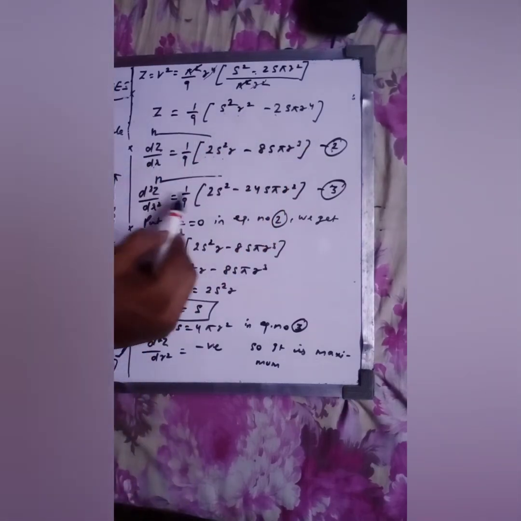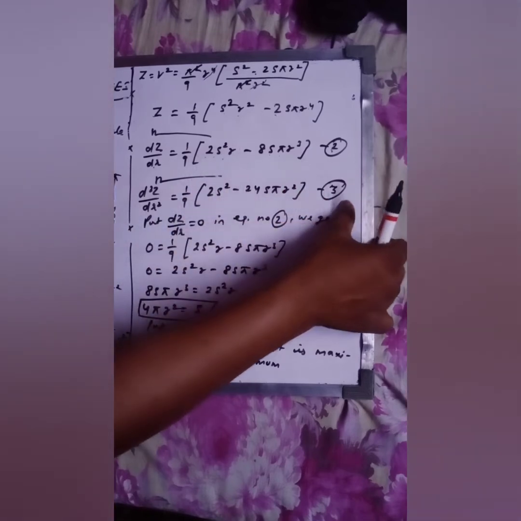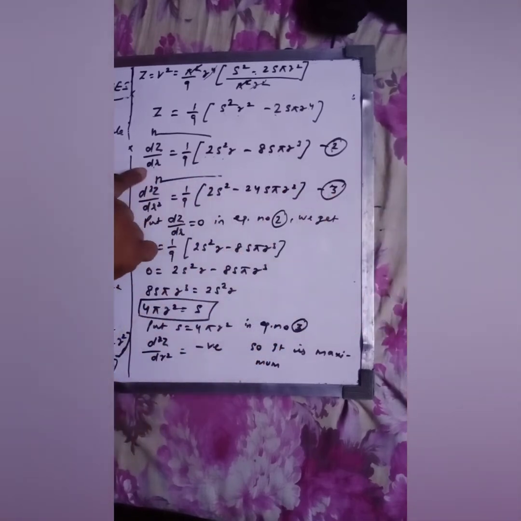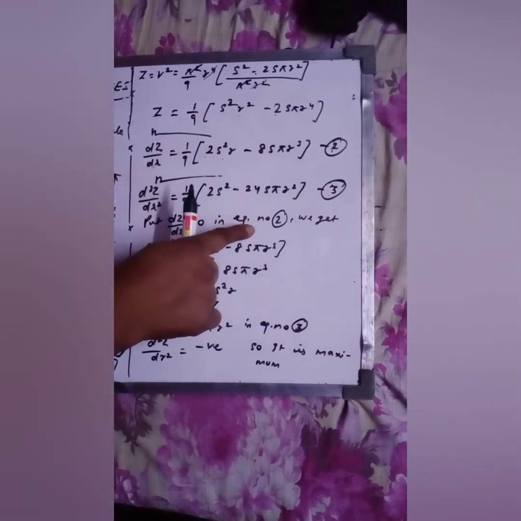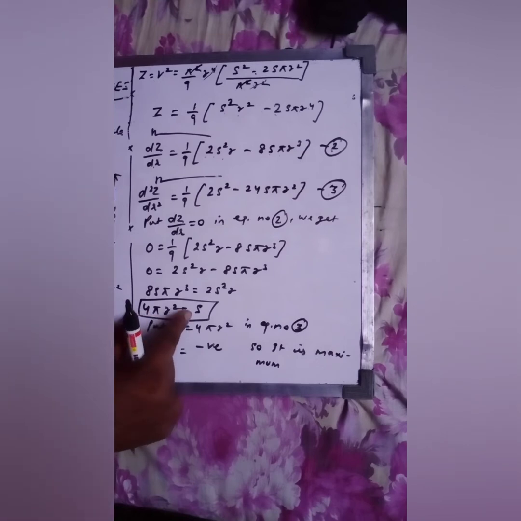Now again you have to differentiate this. After differentiating, you will get this step number 3. Okay, now we are putting this equal to 0. Put dz by dr equals 0 in equation number 2, and when you solve this whole thing, you will get s equals 4 pi r square. Fine. S equals 4 pi r square.